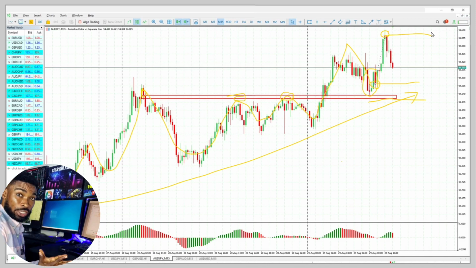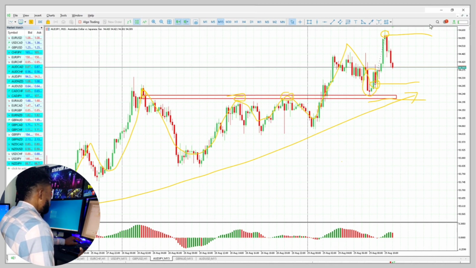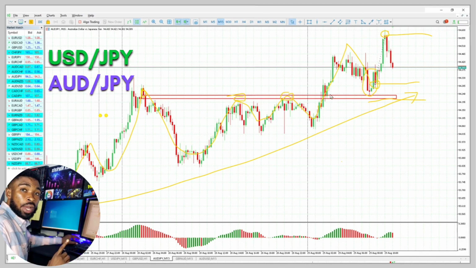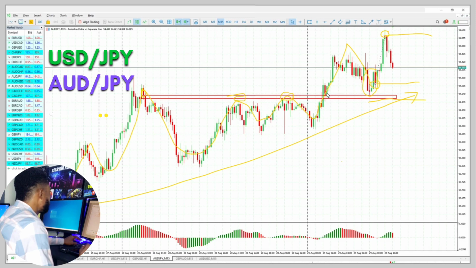So this one too was a winning trade. But I had one more trade, so let's see. So AUD, a winning trade. The first one, USDJPY, was also a winning trade. So I got two winning trades. Let's see the other one.